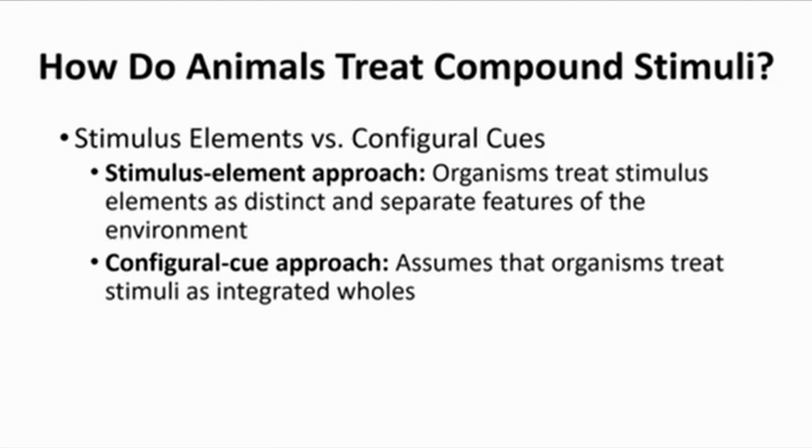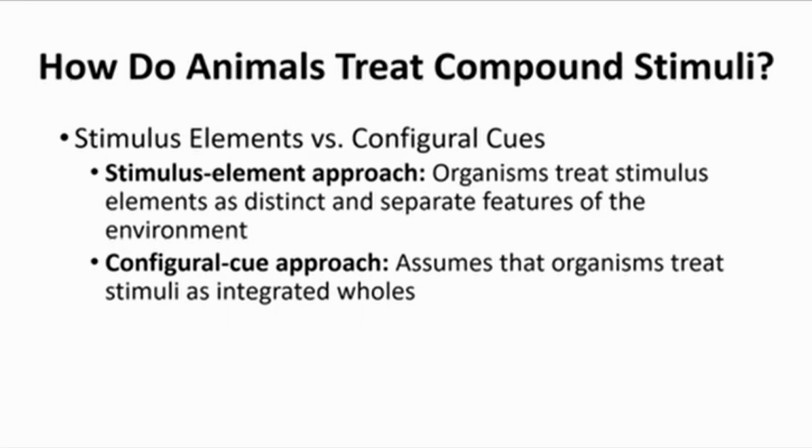So instead of the tone and the light being separate and distinct elements, maybe together they are treated as a single unified whole. This approach assumes that the animal might not be able to identify the elements that make up that compound stimulus when the compound cue itself is not present. So if we were talking about a tone and light, then they would learn only about the tone and light together. Maybe they don't learn anything about the tone, and maybe they don't learn anything about the light when they are standalone units.